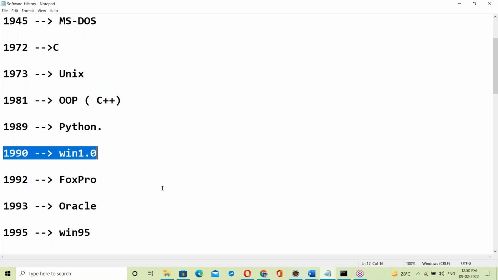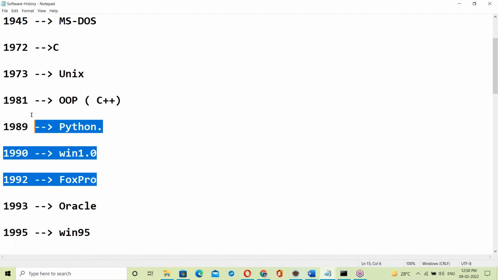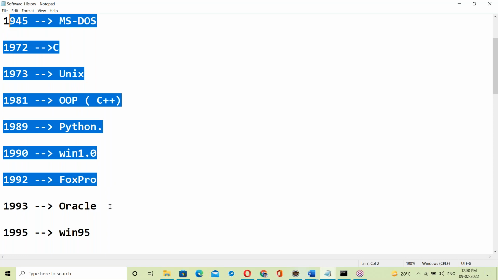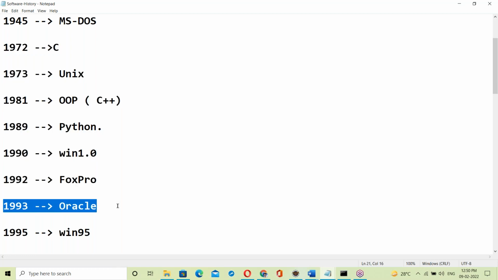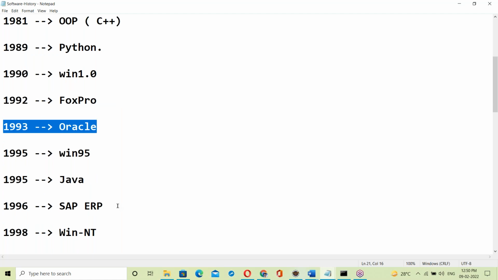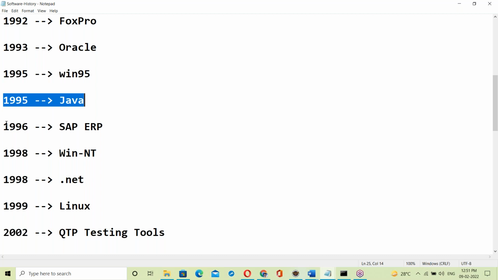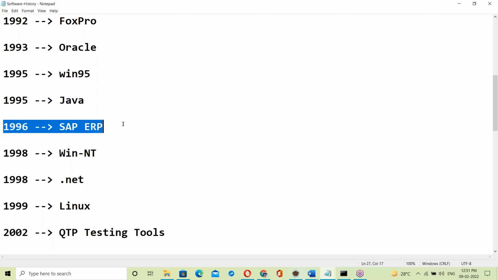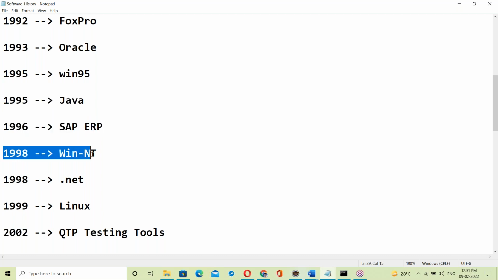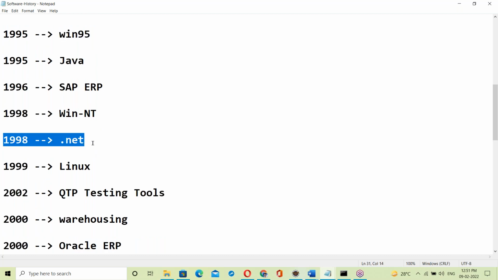1990 Windows 1.0. 1992 FoxPro. These were in the market before my career. My career started in '93, engineering 93 to 97. After 97, I immediately joined Java. 1993 Oracle database. 1995 Windows 95. 1995 Java. 1996 SAP ERP released. 1998 Windows NT. 1998 .NET.